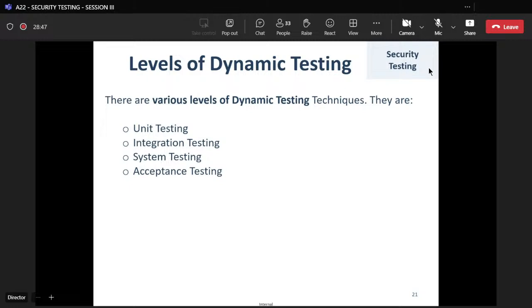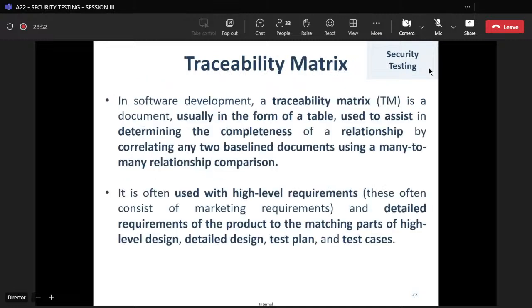And we'll move on to the next topic, the traceability matrix. Actually, this is a kind of document, usually represented in the form of a table, because in a complex project you need to know about the various relationships, and you'll have a lot of references where we need to know whether a particular test has been completed or not.